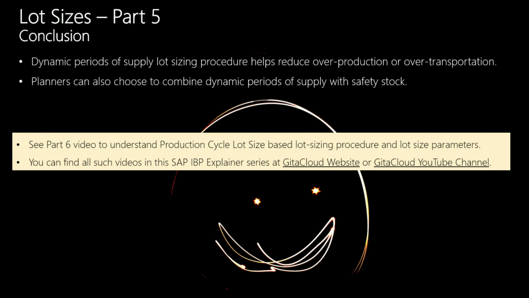In conclusion, dynamic periods of supply helps reduce the frequency of production or transportation events to mitigate cost and risk. Planners can combine dynamic periods of supply with safety stock planning, for best of both worlds. See Part 6 video to understand production cycle lot size procedure. We will also cover lot size parameters, and how they interact with lot size procedures and supply planning algorithms.